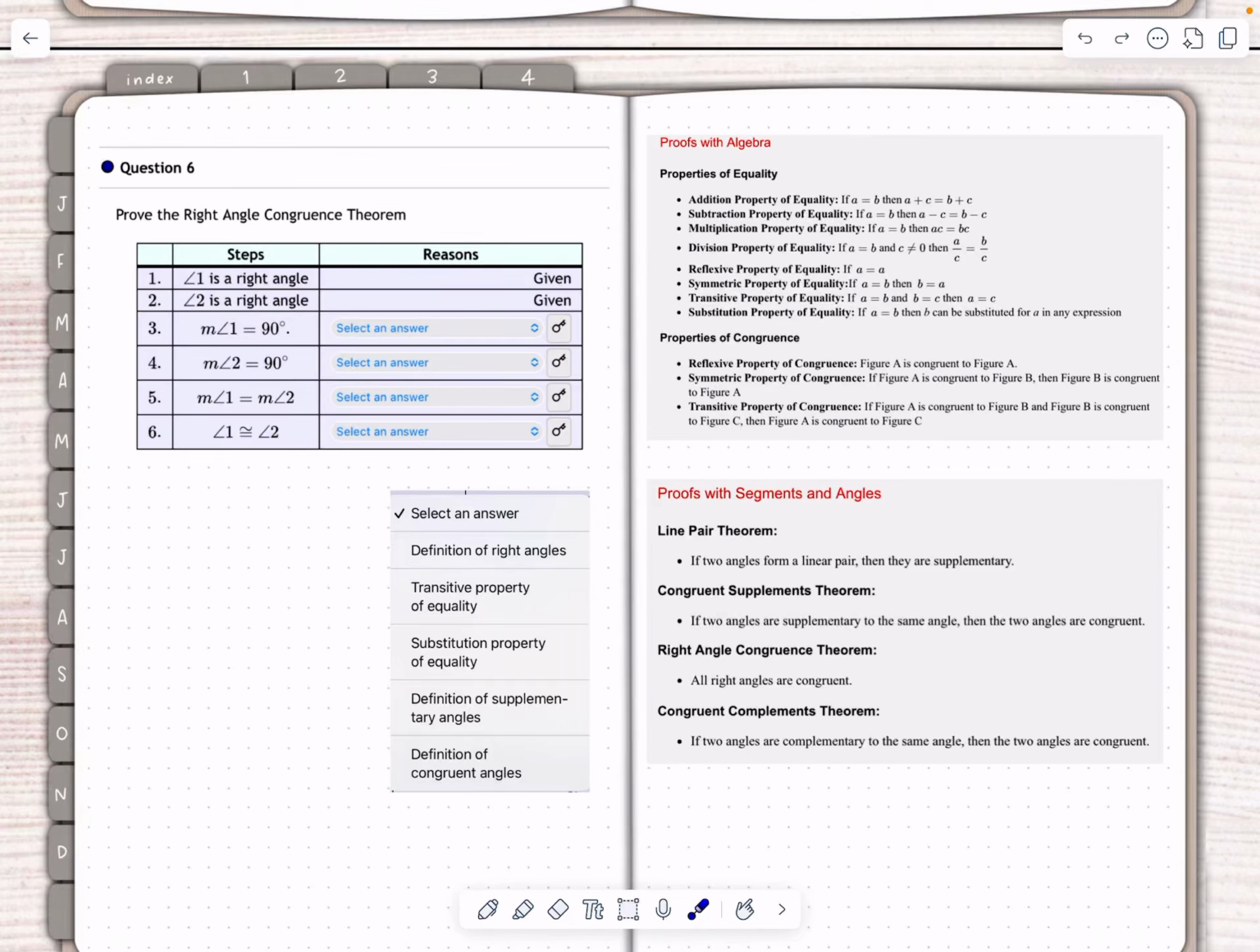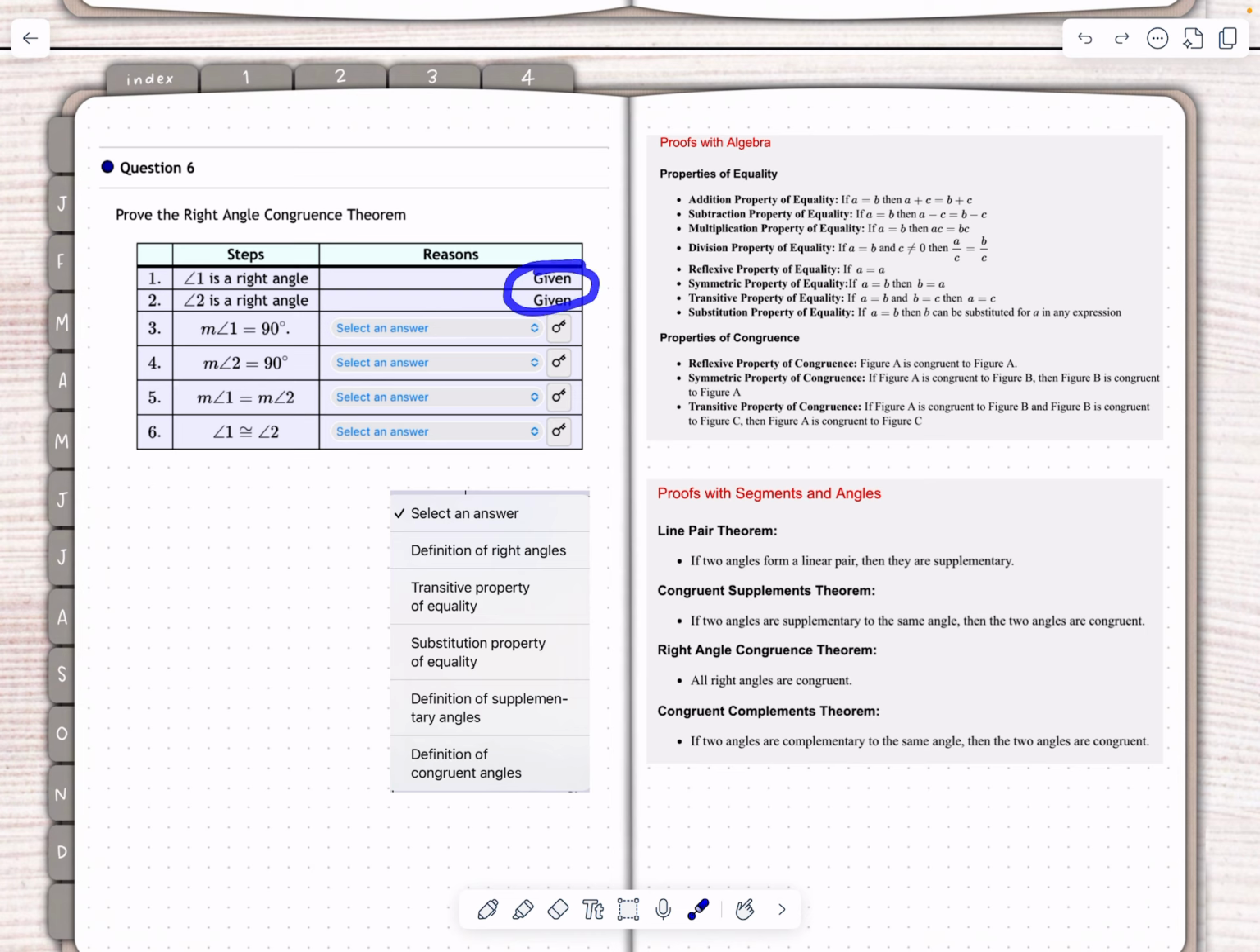For this example, we need to prove the right angle congruence theorem. And starting out, we have two angles, and they are right angles. So measure of angle 1 is a right angle. We know that equals 90 degrees. And measure of angle 2 is also a right angle, and that also equals 90 degrees, and we'll get into that. So here we go.